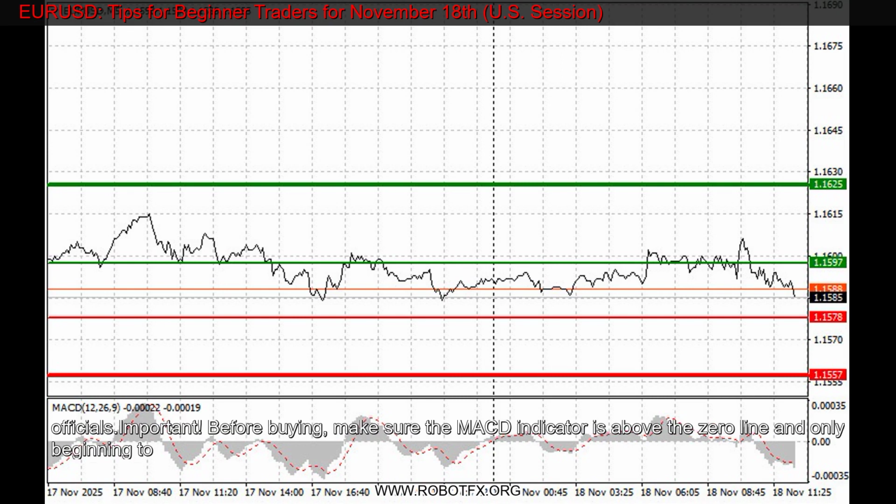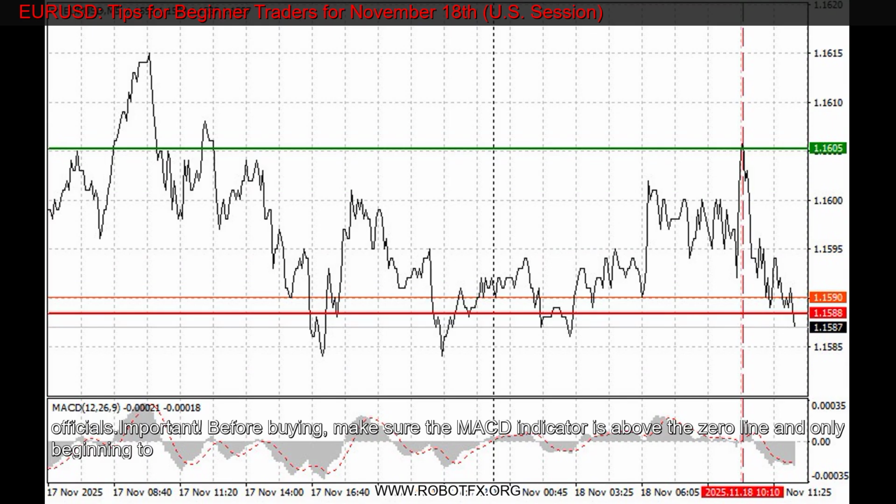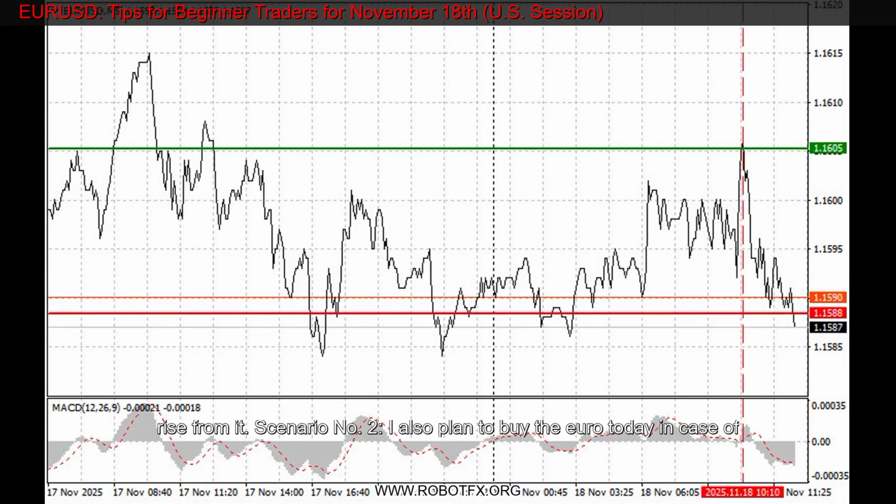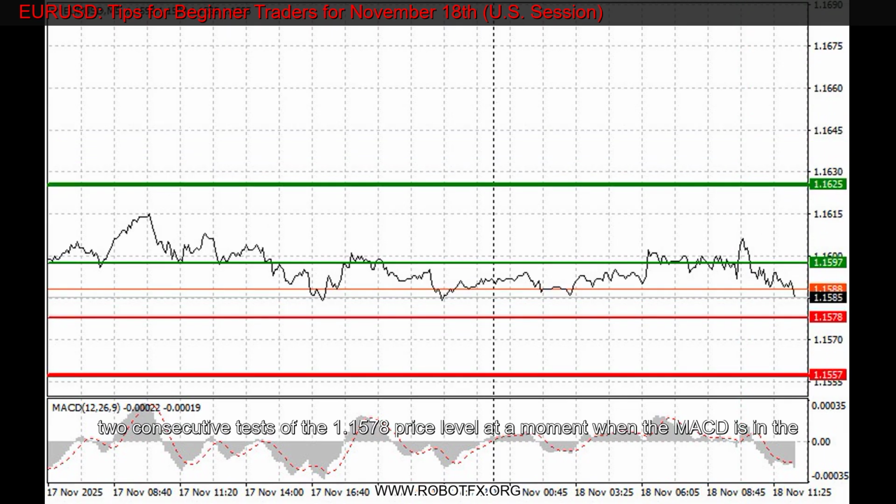I plan to exit the market at 1.1625 and also open a sell position in the opposite direction, expecting a 30-35 point move from the entry point. Counting on euro growth today will only be justified after dovish rhetoric from Fed officials. Important. Before buying, make sure the MACD indicator is above the zero line and only beginning to rise from it.